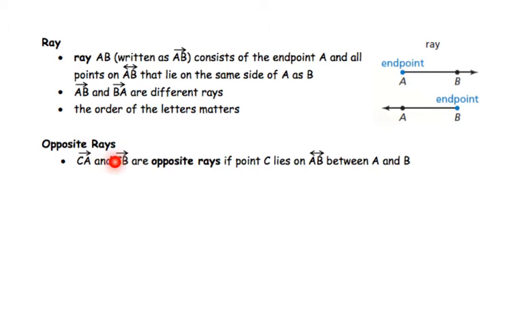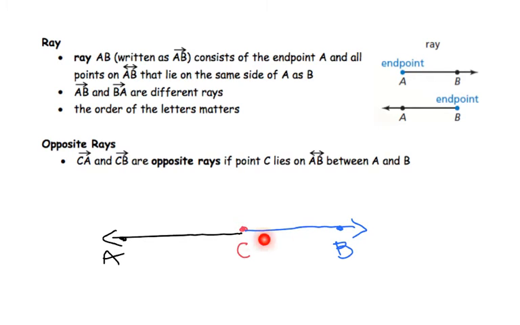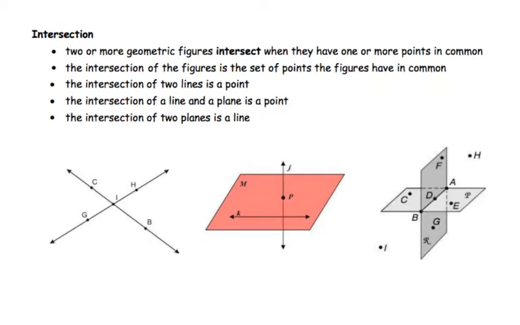Opposite rays are basically when you have two rays, so I have ray CB, then I have ray CA, that share a common point. So that's what it means when we say opposite rays. Essentially, opposite rays create lines.